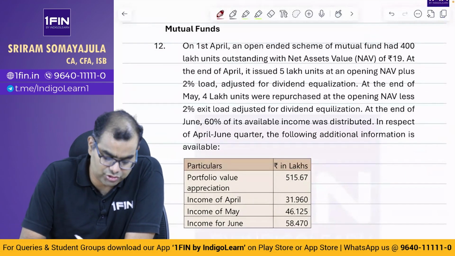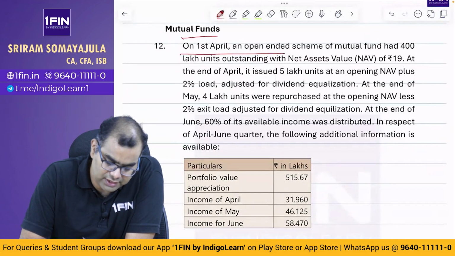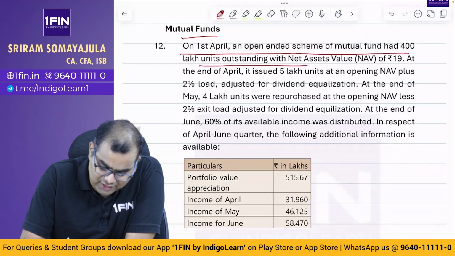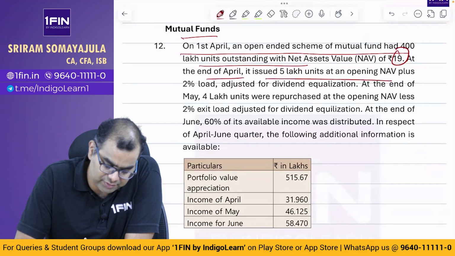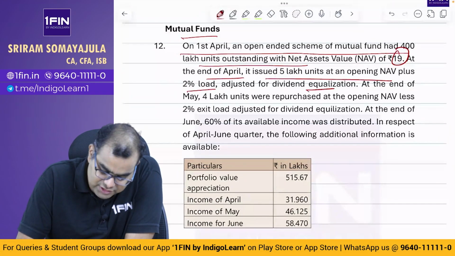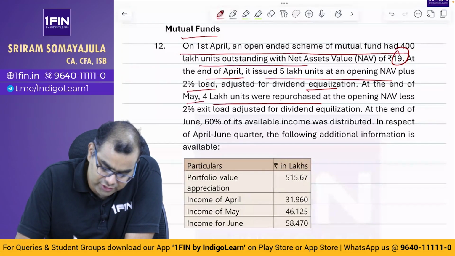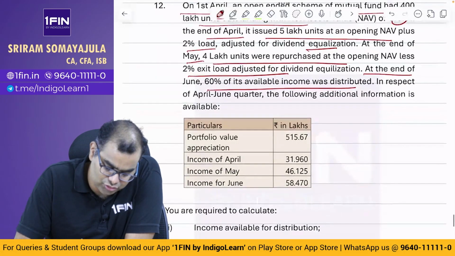This is a question from the mutual fund chapter. On 1st April, an open-ended scheme of a mutual fund had 400 lakh units outstanding with NAV of 19. We have done similar problems. At the end of April, it issued 5 lakh units at opening NAV plus 2% load adjusted for dividend equalization. At the end of May, 4 lakh units were repurchased at opening NAV plus 2% load. Then at the end of June, 60% of income was distributed in respect of the June quarter.